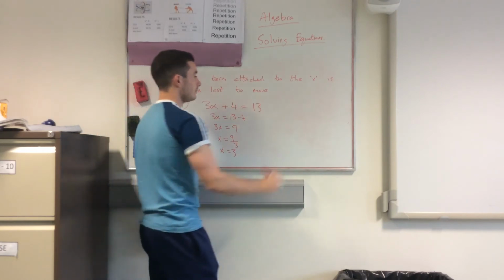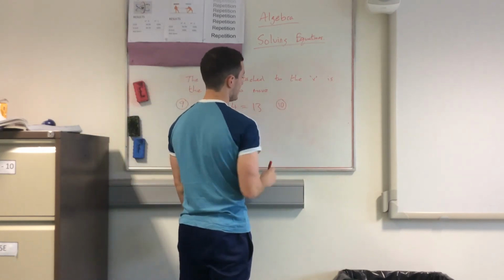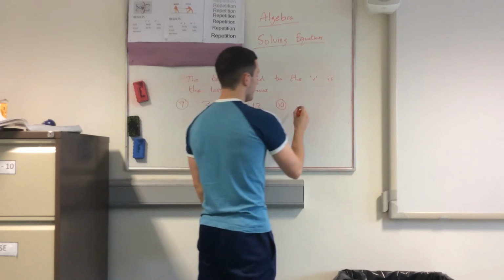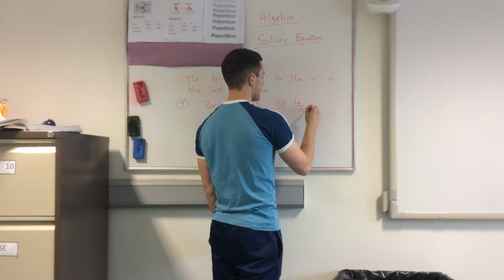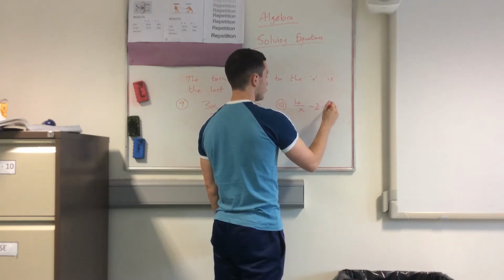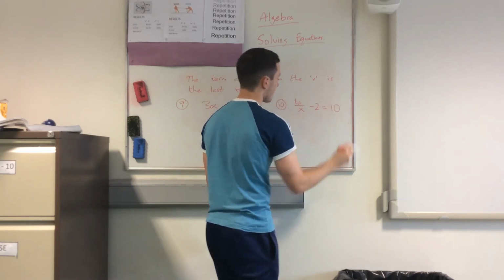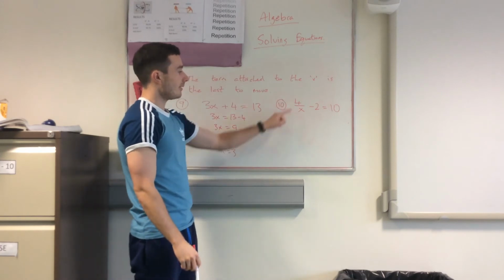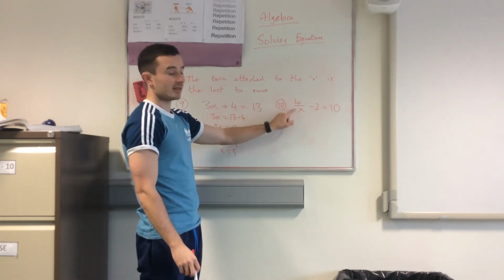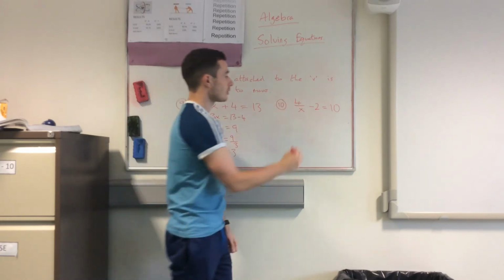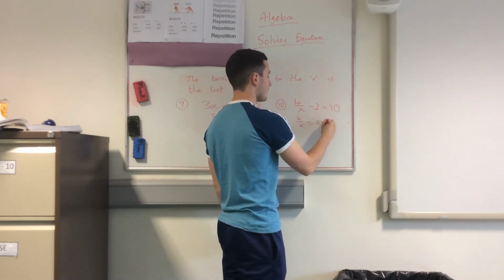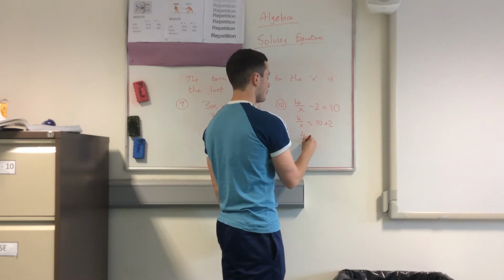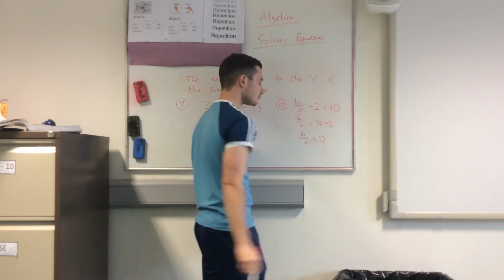Alright? Or number 10. If they did 4 over x take away 2 equals 10. Right? So my 4 is physically attached to my x, so I'm going to leave it to the end, which means I'm going to move my minus 2 first. So 4 over x, minus 2 comes across and becomes plus 2. So 4 over x equals 12.